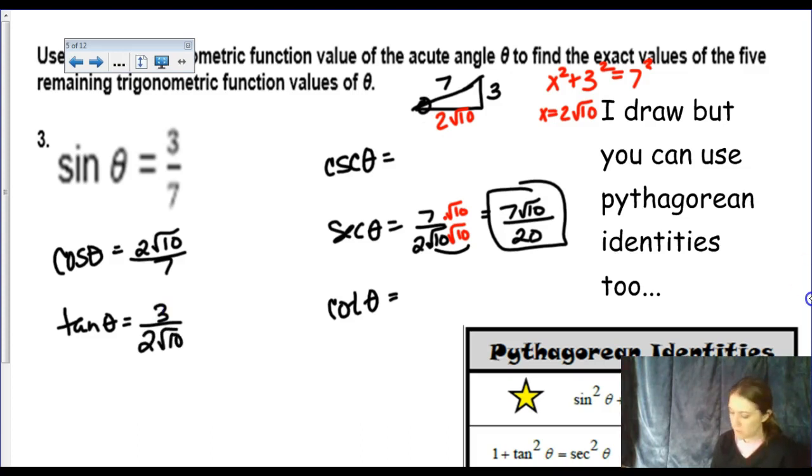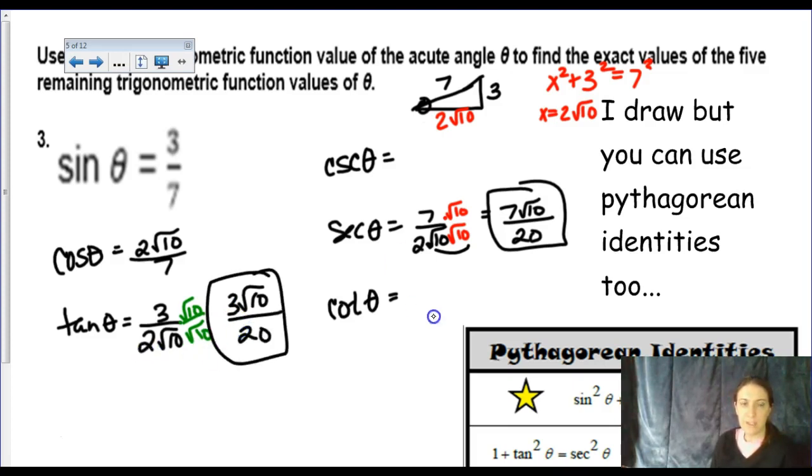So we have a similar issue to the last one we did where we have to rationalize. So this becomes 3 square root of 10 over 2 times 10 is 20. Again, doesn't reduce, so just leave it. Cotangent, I'm going to go back to this step here and just give the reciprocal of that one rather than thinking weird. 2 square root of 10 over 3 sounds like a good answer to me.